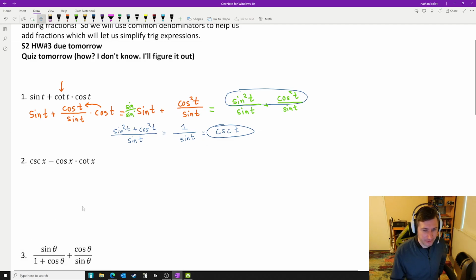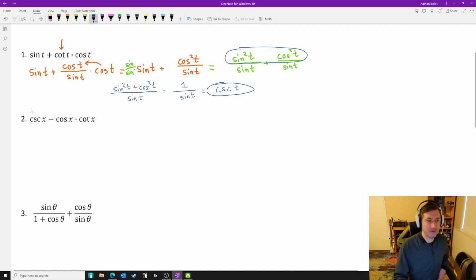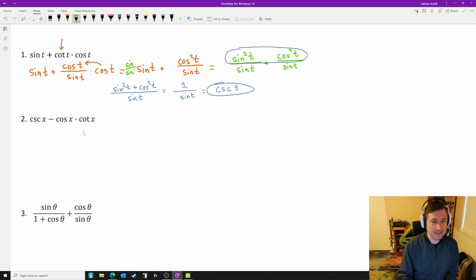All right, let me do this one. Hopefully you got a little bit of progress there without me. What can we do? Well, the right side, same trick. Cotangent is actually cosine of x over sine of x times cosine of x. Bring down everything else. Combine the fraction on the right, so the cosines multiply by each other. You get cosine squared over sine.